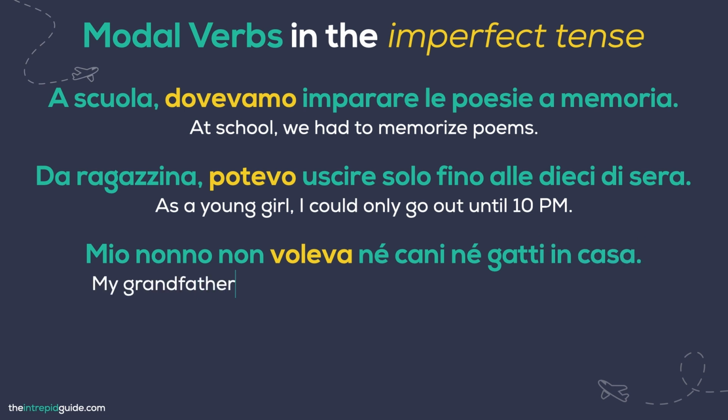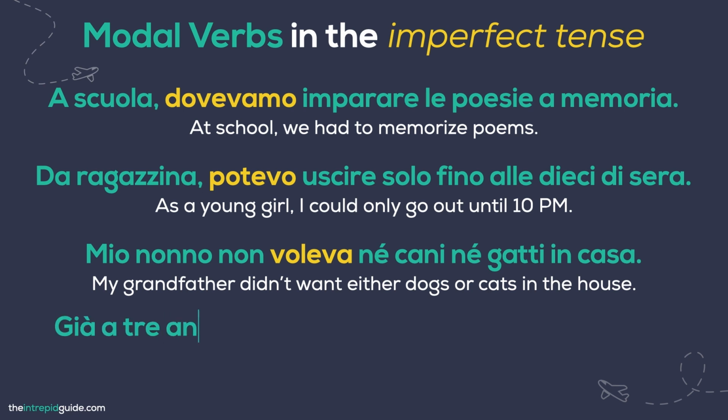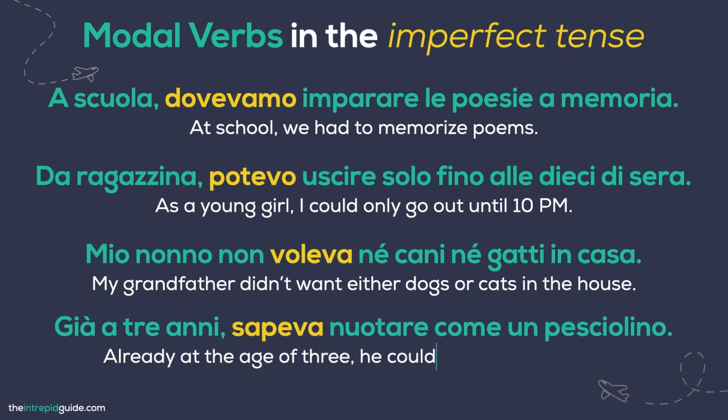Mio nonno non voleva né cani né gatti in casa. My grandfather didn't want either dogs or cats in the house. Già a 3 anni sapeva nuotare come un pesciolino. Already at the age of 3, he could swim like a little fish.